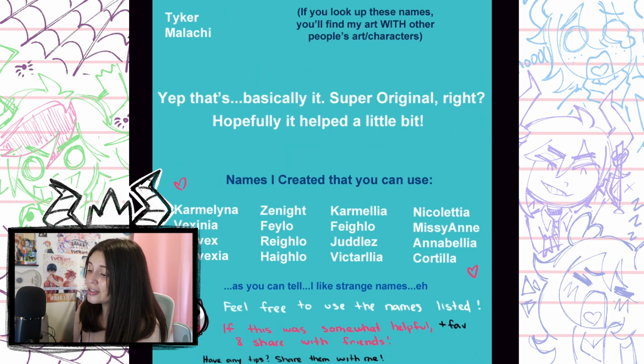And then these are names that I created that you can use because I am so generous. And these, look, Carmelita, which is weird because didn't I have a character named that? Oh, I might have gotten rid of her at that point. Morvexia, you know what? That one's not that bad, and I kind of want to draw somebody that would be a Morvexia. I would say, though, my favorite out of this whole list is probably Juddles.